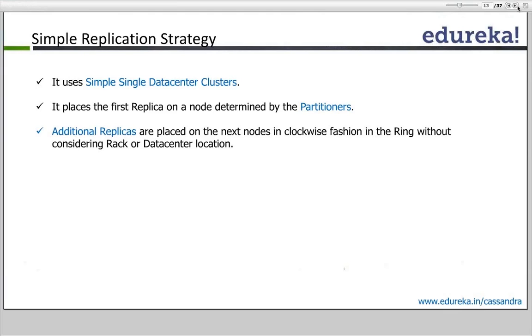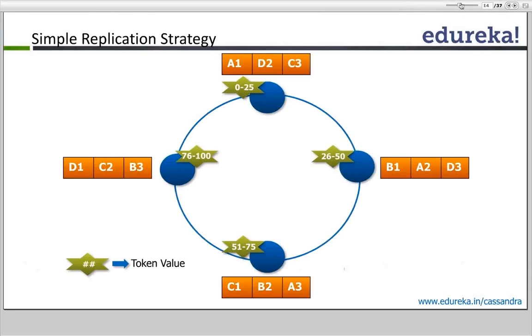Okay, so this is simple replication strategy. How you choose your node is basically to traverse clockwise in the ring, and whichever node is found next in the ring, you use a strategy.